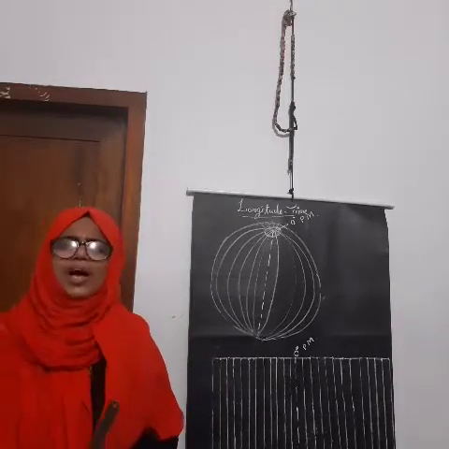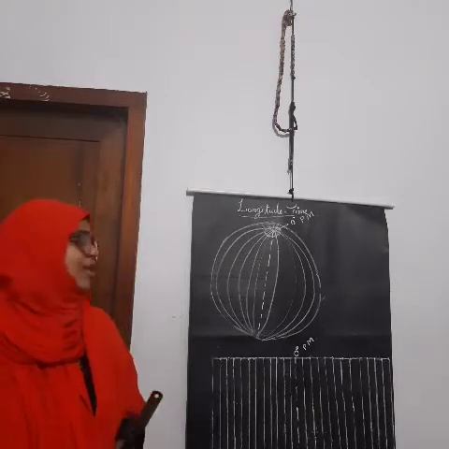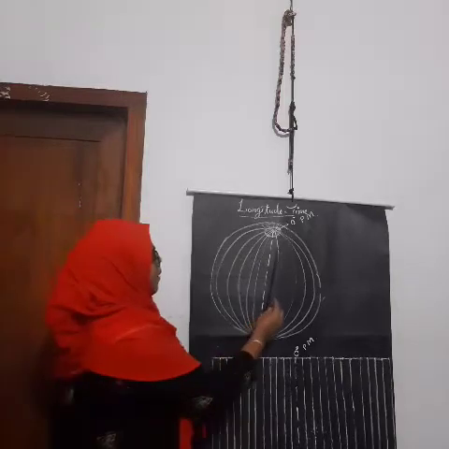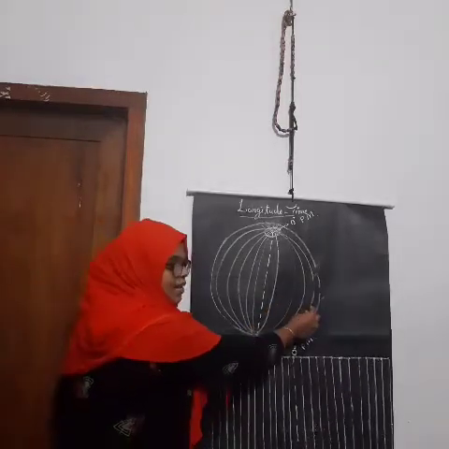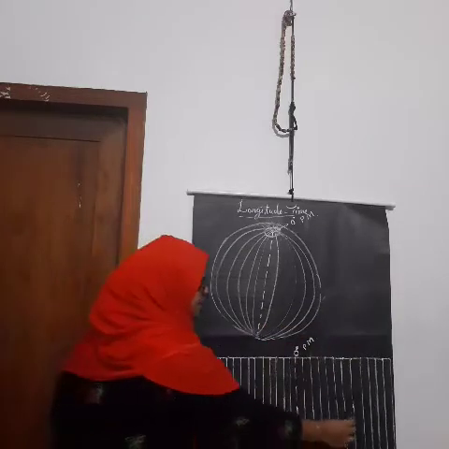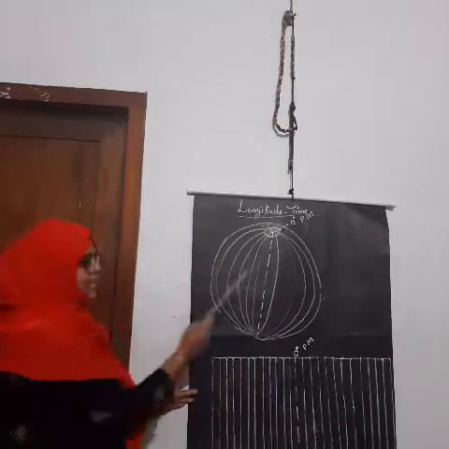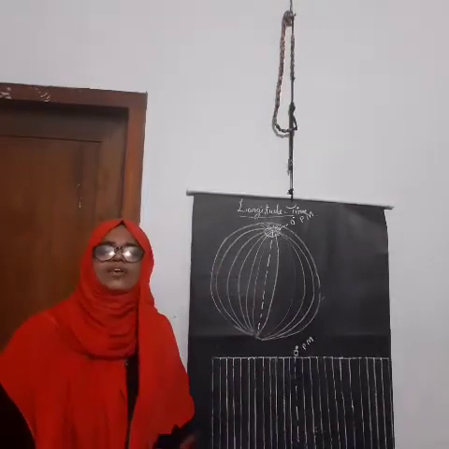1 day means how many hours? Yes, it is 24 hours. So here by taking 12 hours, Earth can complete 180 degree only. Yes, 180 degree. Here also 180 degree. So 180 plus 180 is equal to 360.